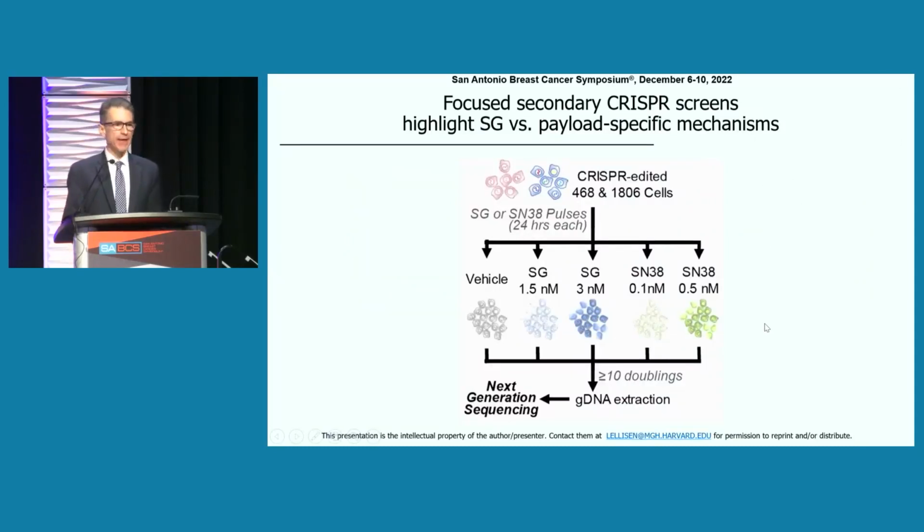And this is really looking very deeply at the specific mechanisms related to not only the payload, as we've been talking about quite a bit, but also related to the ADC and its processing. Once we finished this initial series of CRISPR screens, the next thing that we did was do a series of parallel screens where we did them with SG and side by side with SN38, so we could really isolate the hits, the genes, the pathways that were specific for the ADC itself, and we didn't see them with just a topo-1 inhibitor. This is just a teaser, but it's getting very exciting.